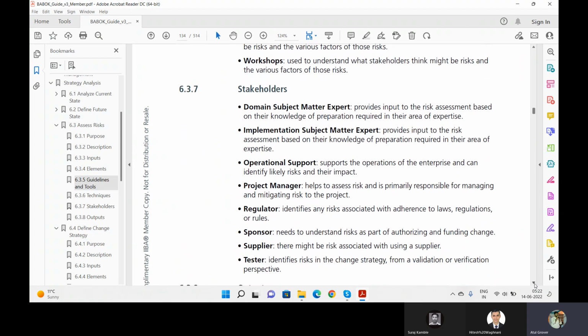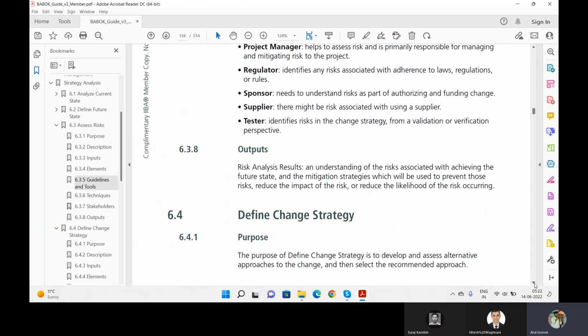So what stakeholders are required? Everybody is required. Specifically tester, supplier, sponsor, regulator. These are the ones in each and every step, I can say SMEs, implementation SMEs, your project manager, regulators are the main part of the list. And what is the outcome? You will be able to find out how many risks are associated and what the mitigation strategy is. It's not that I will only get the risk, I will also get the mitigation techniques in it. And then I can work on that part.